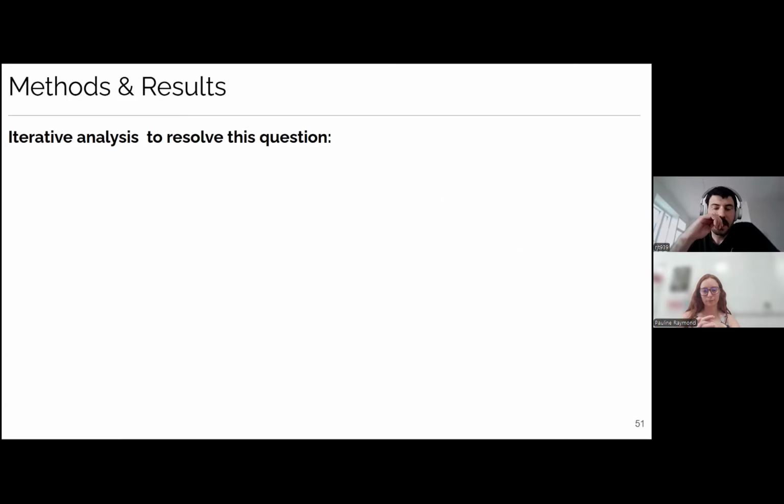So for this, it's a bit difficult to follow, but I will do my best to explain what we did. We designed an iterative analysis to resolve this question. For this iterative analysis, we picked an n between 1 and 12, where 12 is the maximum number of proteins that we can use, and 1 is the minimum. So let's randomly give an example with n equals 3.